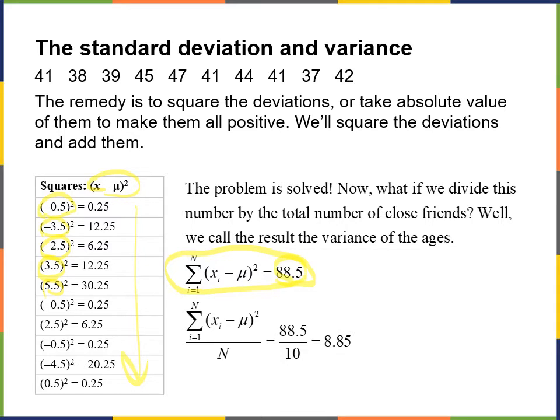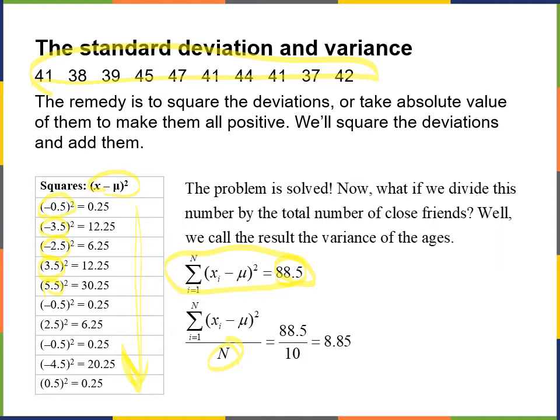Then after we do that, what we're going to do is divide by the total number of data values in this population. And this is a population, not a sample, because this is the set of all of Jasmine's friends. It's the total group. Remember, population is the total larger group. If we just looked at 3 of her friends, that would be a sample, but this is all of her friends. She's got 10 friends.